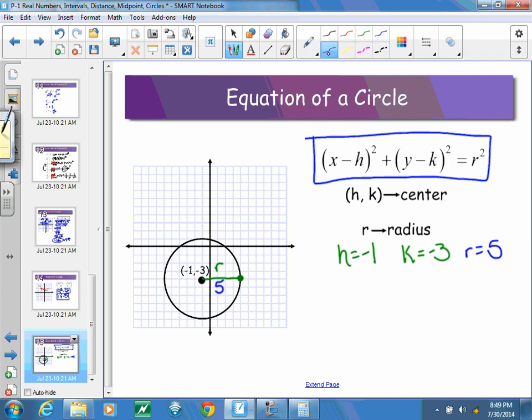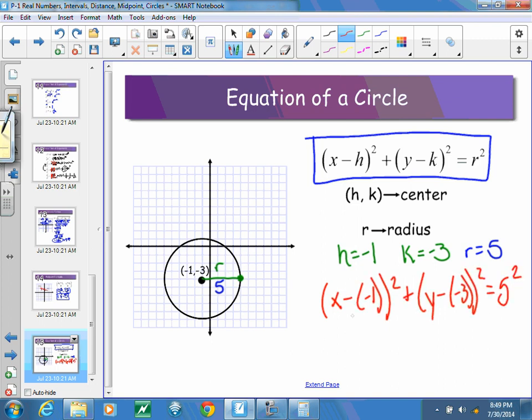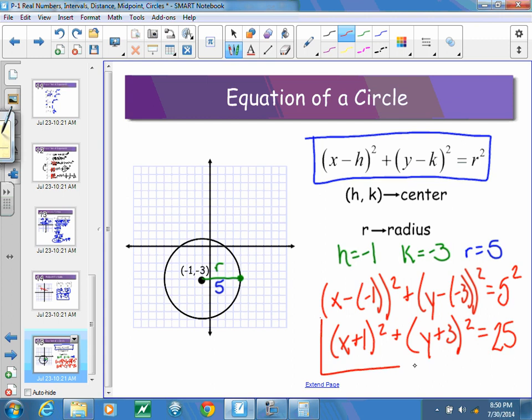Plugging in all of this now, we can end up with our equation of the quantity of x minus a negative 1, take that quantity squared, plus y minus a negative 3 squared equals 5 squared. Now, since I'm subtracting a negative 1, we're going to write that as x plus 1 squared, and y minus a negative 3, we're going to write that as y plus 3 squared. 5 squared is 25, and now I have my equation of my circle.